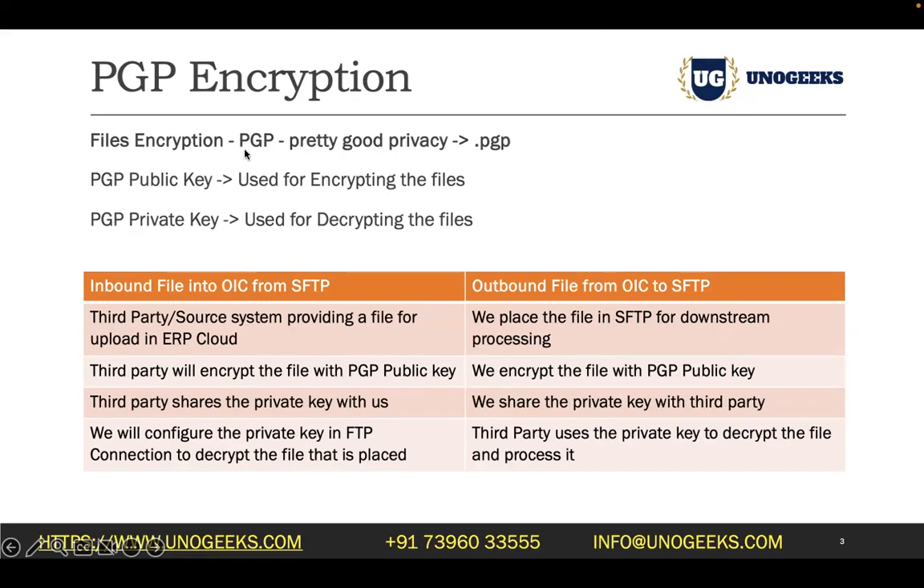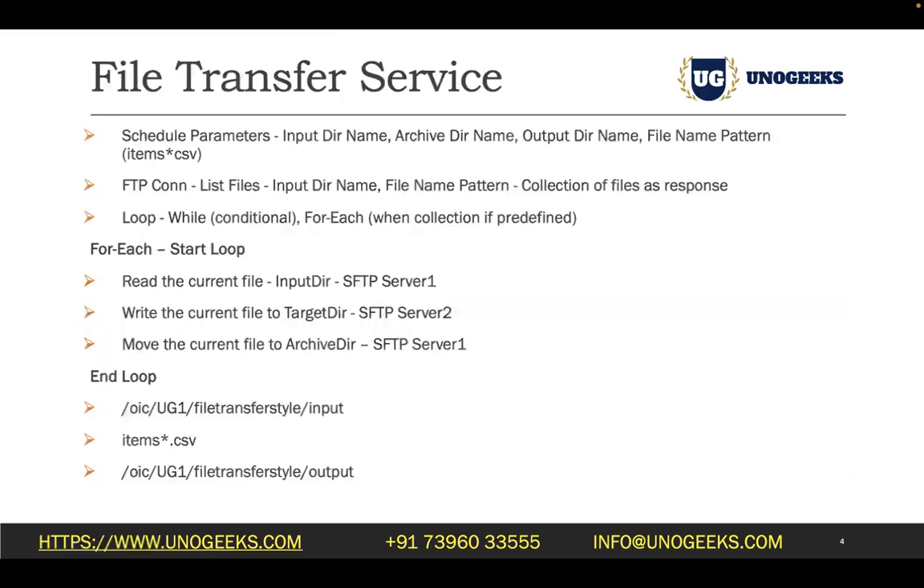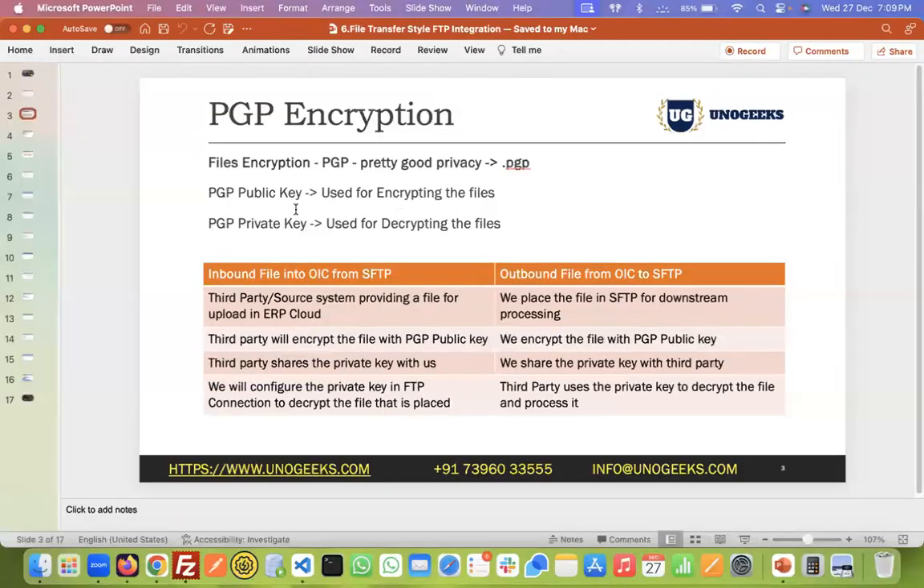So PGP stands for Pretty Good Privacy. And when you create a PGP key, there would be two keys that get generated, public as well as private keys. The public key is used to encrypt a file, and the private key is used to decrypt the files. There are thousands of tools out in the market, guys, which can help you generate public and private keys.